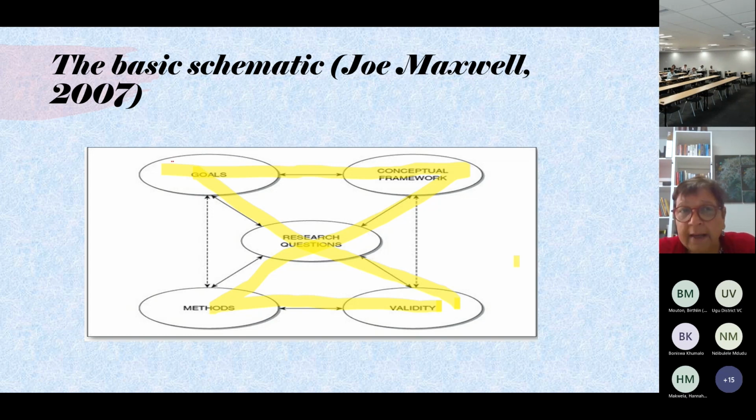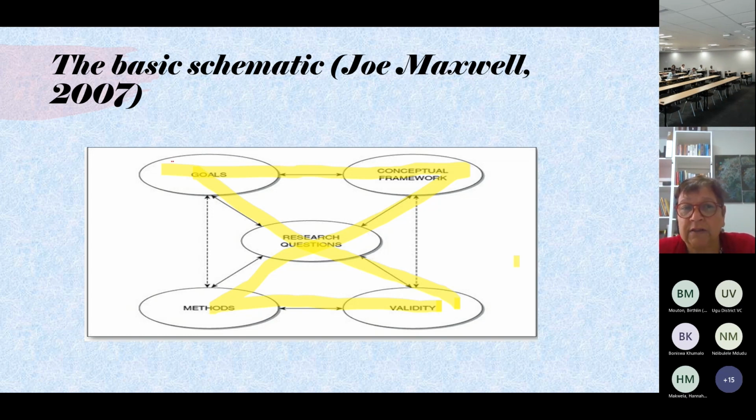They are the why questions. Why am I doing this research? What gave me the interest in this research? What made me start it? What is it that I'm hoping to achieve? Why is it important? So it's all the why questions relating to your goals.